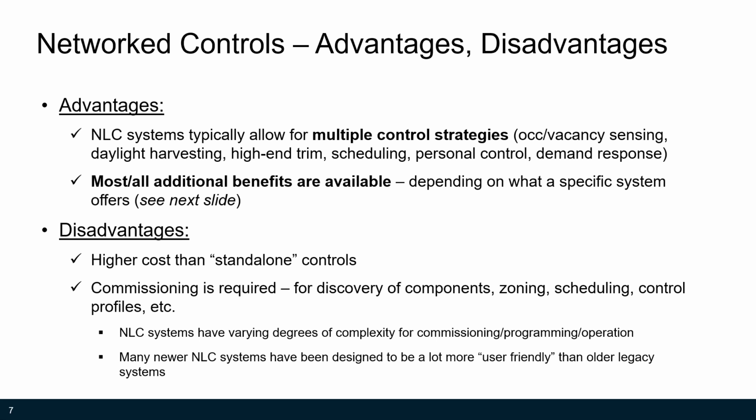In terms of network lighting control systems, one of the big advantages is that they can typically allow for lots of different control strategies. Instead of just occupancy sensing or photosensing, which is common when they're standalone controls, once you network these components together, you can usually set other strategies such as high-end trim and scheduling, personal control, command response, and a bunch of other things oftentimes as well. And that has a lot of benefits that you cannot get from using standalone controls. We're going to talk about that in more detail on the next slide.